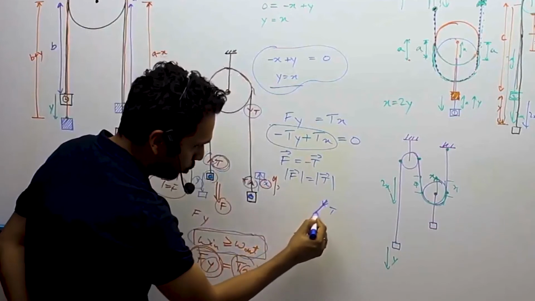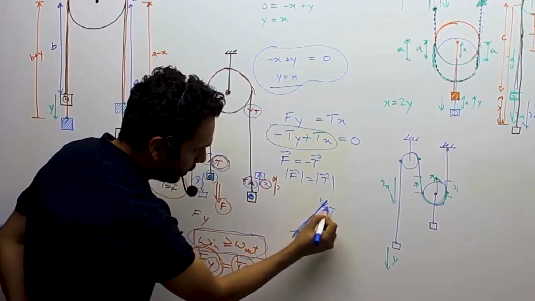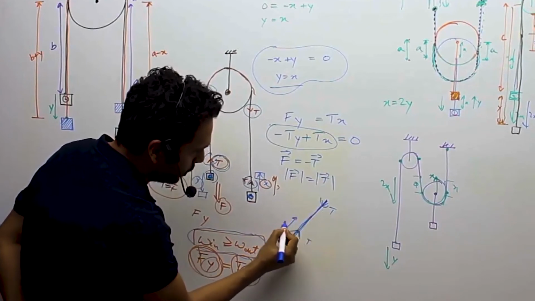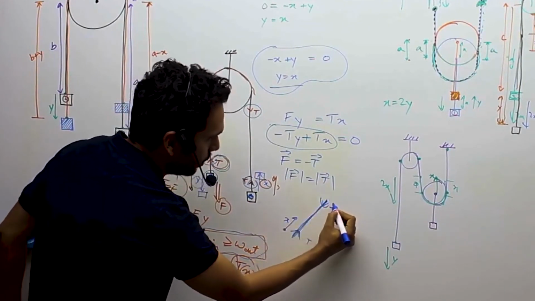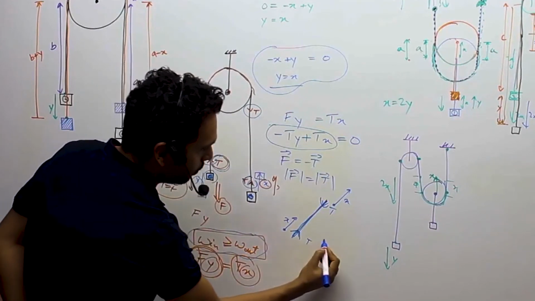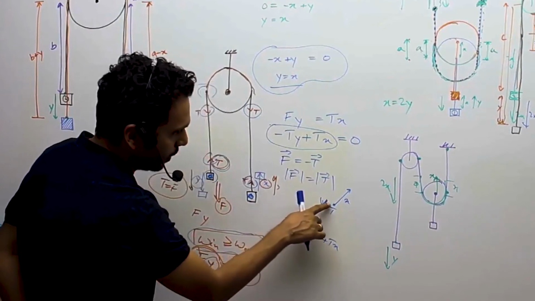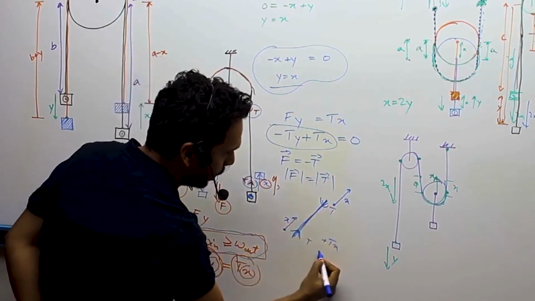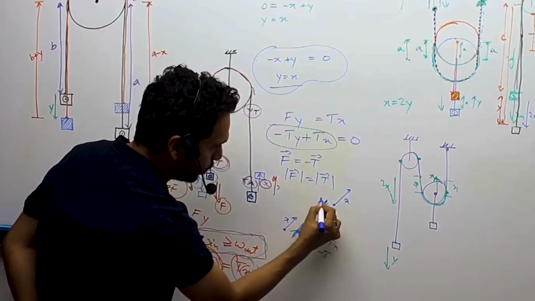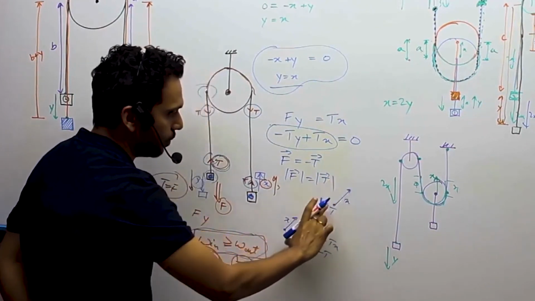Now if this string is going to be tight all the time, then if this part moves this side by x, then that part is going to move that side by x. So the work done over here will be a positive Tx because T is in the direction of the movement, but here the work done will be negative Tx because T is this way while the movement is that way. So the movement has to be that way because the string is tight.